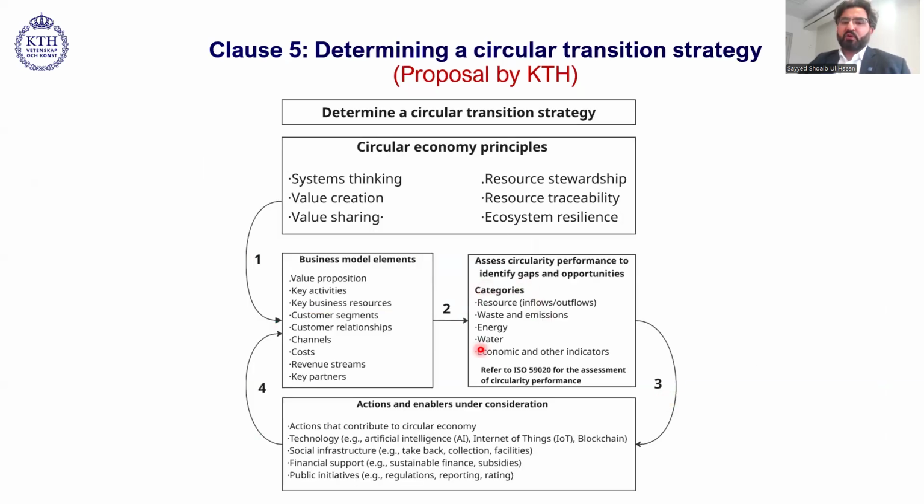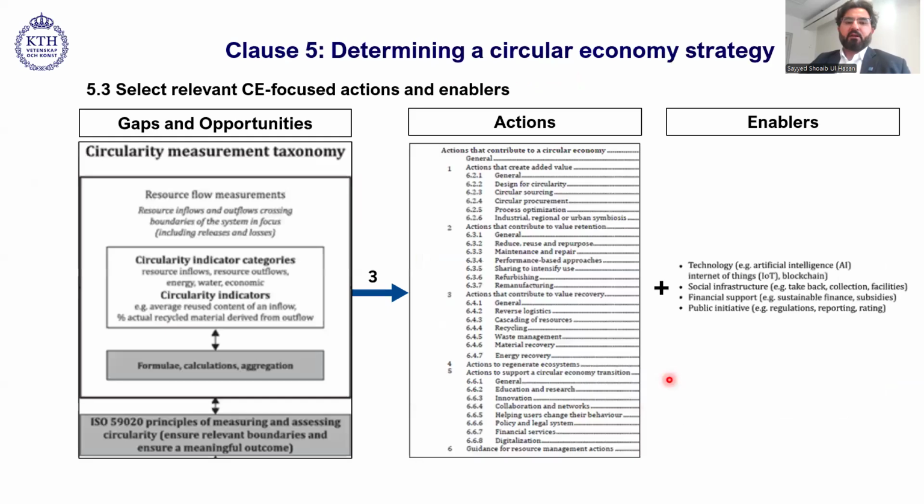Then moving from this, once you have identified gaps and opportunities, we move to step 3. Based on the gaps and opportunities and the circular economy assessments, you choose from a list of actions that the standard provides. And we think that these actions and enablers should be part of clause 5.3, where we suggest to the reader: here's the list of actions based on your identified gaps and opportunities. Choose whichever is relevant for you. Choose whichever actions and enablers you think can help you address the gaps and exploit the opportunities that you have identified in the previous step.